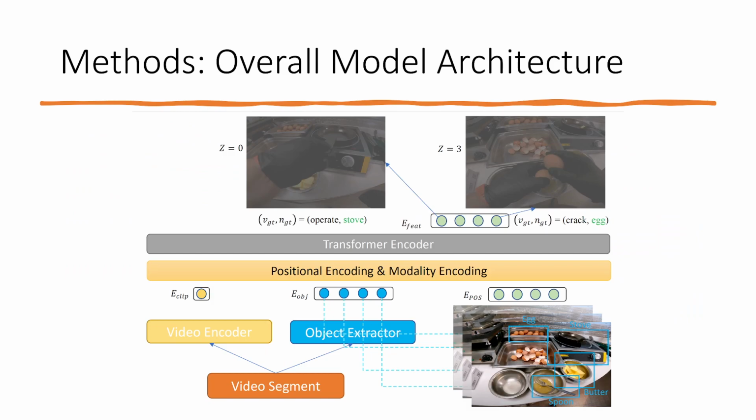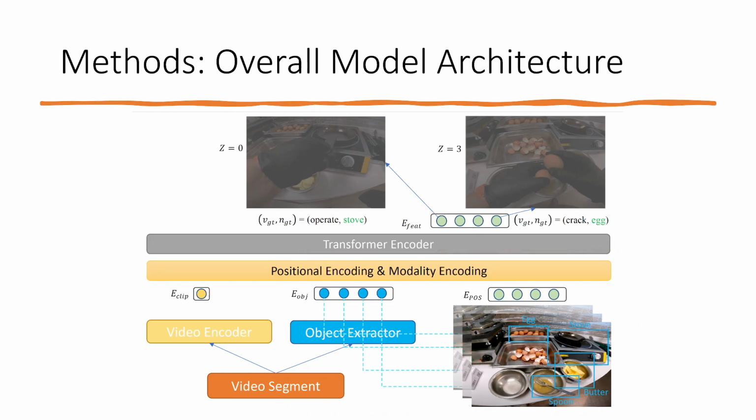Then we have our overall model architecture to recognize and predict human-object interaction. We use a transformer-based neural architecture which allows the retrieval of relevant objects for action anticipation in various timescales. We extract the video representation E-clip using a pre-trained video encoder. We use the object prompt to select and extract the object-centric representation E-object from videos.